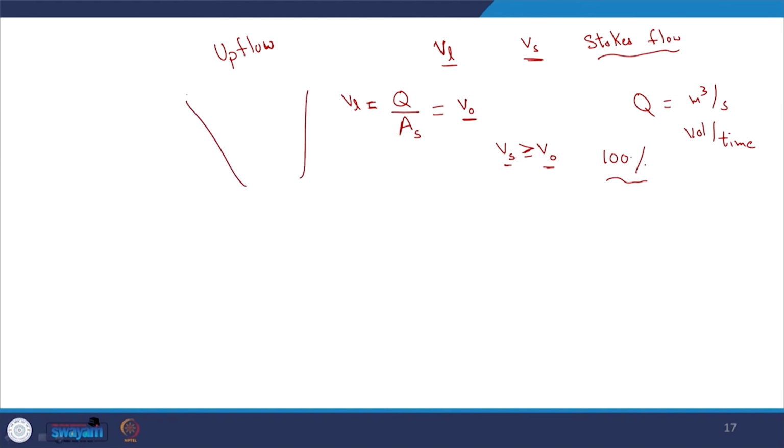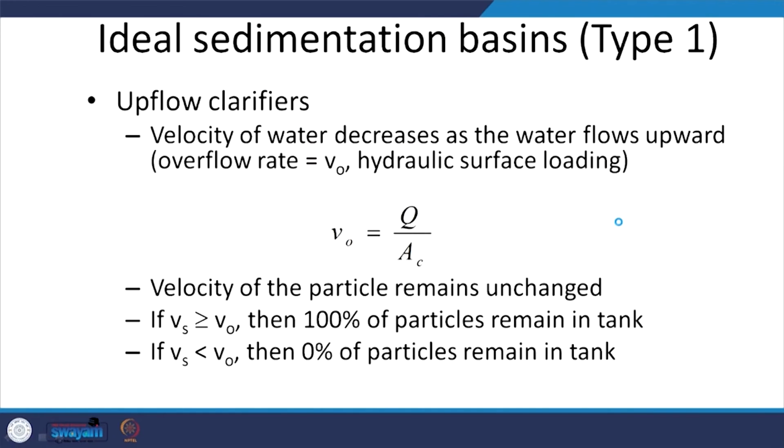Again, this is the surface and the velocity at this particular point, which we are calling the surface overflow rate. The flow is going in this direction because it is upflow. So, all those V_s greater than or equal to V naught will be removed. Those particles with a settling velocity less than V naught will not be removed, 0% will be removed. Either it is 100% or 0% removal, though in practice it will not be the case, but theoretically that is what we see.